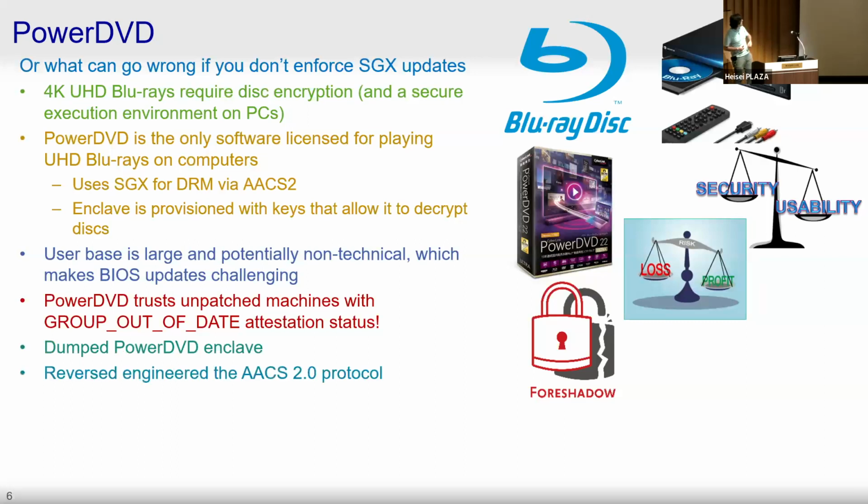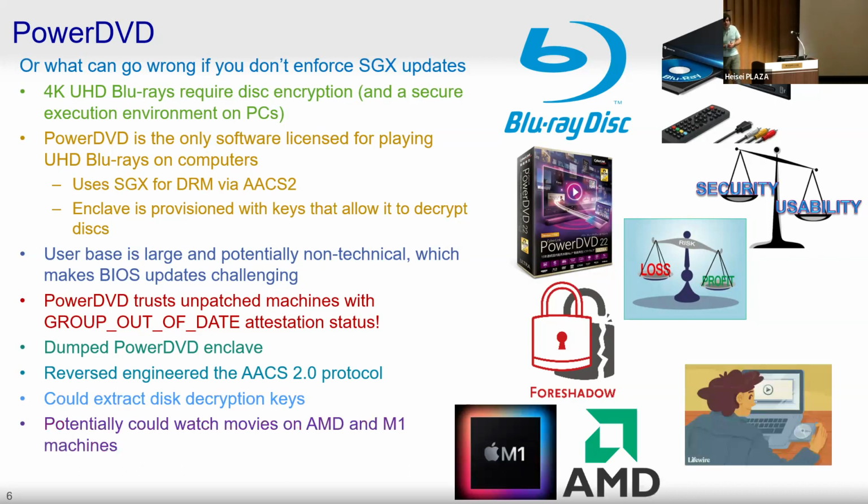We reverse engineered the AACS 2.0 protocol. It's full of wonderful crypto that this audience would enjoy, so go dig in our paper. This is like modern DRM. We could extract disk decryption keys, which of course now solves the wonderful open problem of watching Blu-rays on your AMD and M1 machines, also on Linux, because PowerDVD only works on Windows.